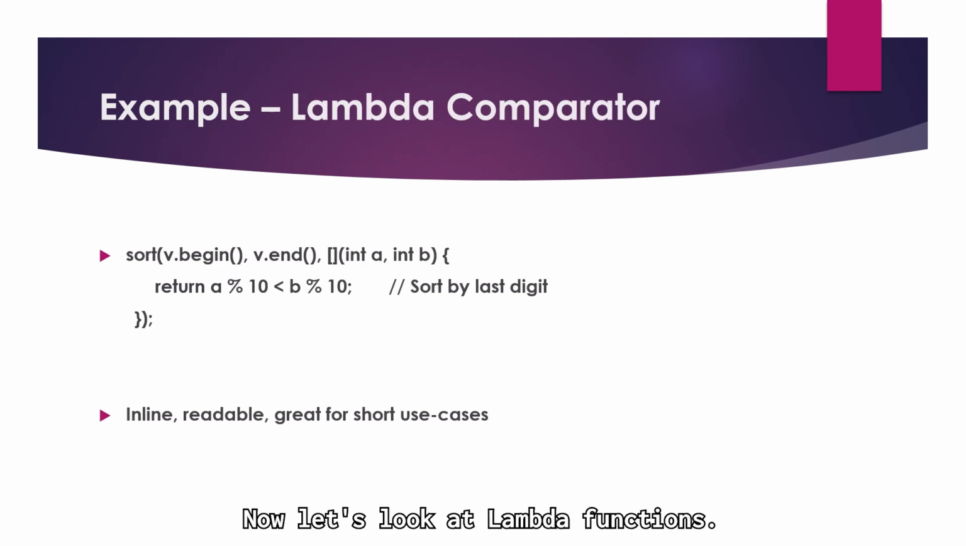Now let's look at lambda functions. Lambdas are quick inline functions and they allow us to define custom comparison logic without needing a separate function. In this example, we use a lambda to sort the vector based on the last digit of each number. The lambda expression is concise and works perfectly when you need a small, localized piece of comparison logic. This is a great choice when you don't want to clutter your code base with additional function names or when the logic is short-lived.